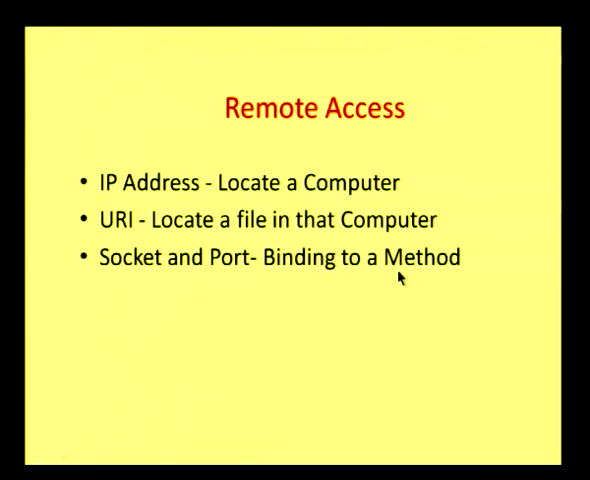So, to have the remote access, now we want the IP address where the computer is located. How do you locate a computer? By using the IP address. How do you locate a file? By using a URI. How to bind to a method? By using socket and port. So, we are having the remote access in distributed systems by having IP address, URI, and socket and port.